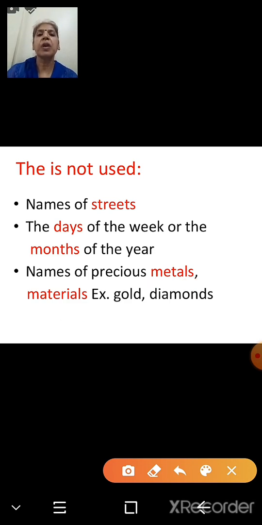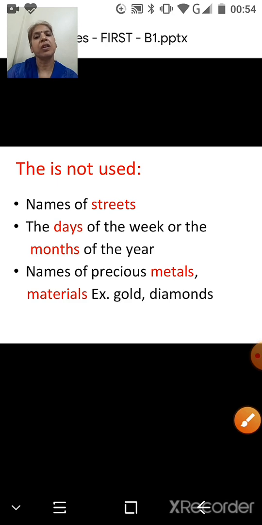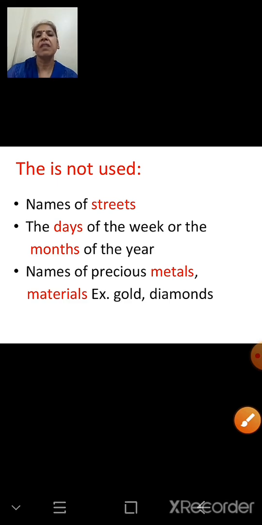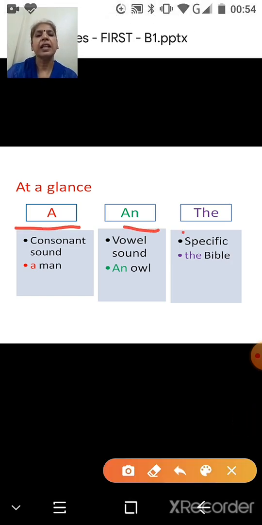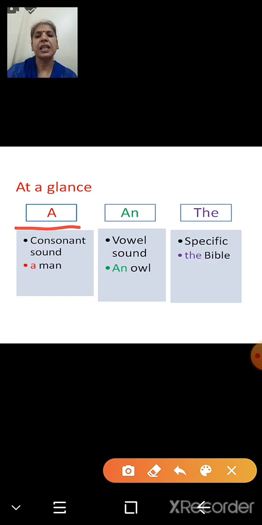For example, gold, diamonds, silver, copper. The is not used. So we have seen where the is not used. So at a glance, which are the articles? A and the. These are the articles A and the.